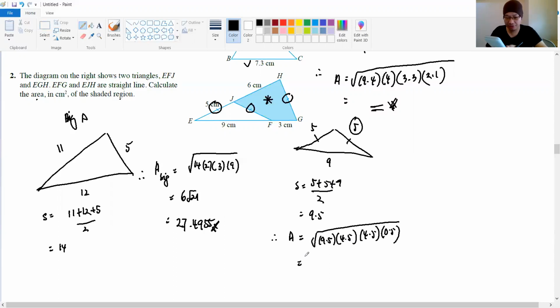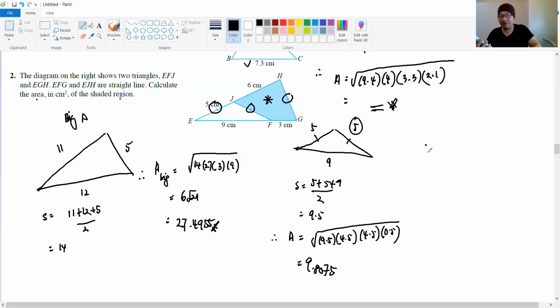Oh, sorry, cube root. Again, 9.5 times 4.5 times 4.5 times 0.5. Okay, and then shift square root. Sorry, square root answer. Okay, your answer will be 9.8075. Round off to 4 decimal places. Okay, hopefully you guys can see here. So that is your small area.